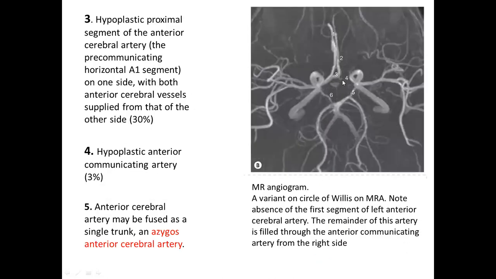The third variant of the circle of Willis is a hypoplastic pre-communicating segment of the anterior cerebral artery, as shown in this MR angiogram, and the vertical segment will be supplied from the anterior cerebral artery of the other side through the anterior communicating artery. Another variant is a hypoplastic anterior cerebral artery in 3% of cases, or the anterior cerebral arteries will fuse into a single trunk, and we call it azygous anterior cerebral artery.